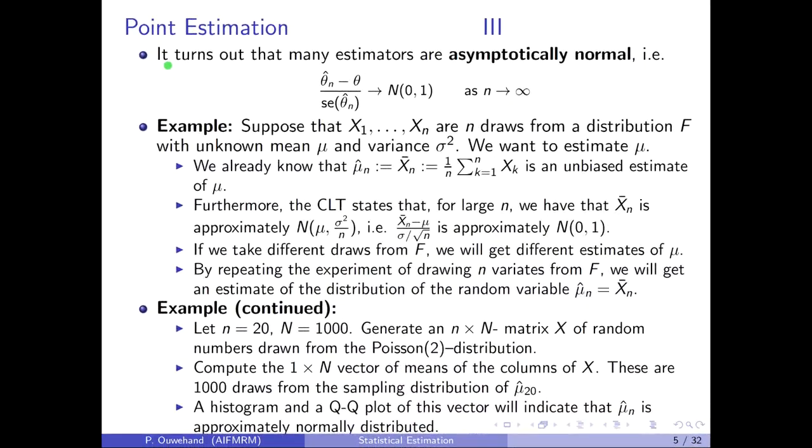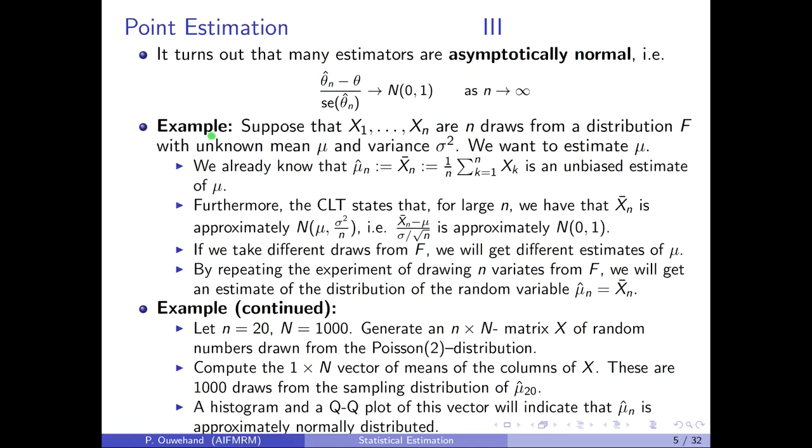Now, one important fact that we will use later but won't actually prove is the following. Many estimators are asymptotically normal. In other words, if we look at this ratio over here consisting of the random variable, which is the estimator, minus its true value divided by its standard error or standard deviation, then the distribution of this looks more and more like a standard normal distribution as n goes to infinity.